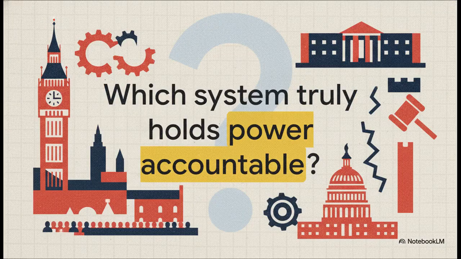So looking at these vastly different structures, I want you to pause for a second and just consider which system truly holds power accountable. Is it the British system, where the prime minister actually has to face their peers in parliament and answer tough questions every single week? Or is it the American system, where the president is structurally isolated but checked constantly by an entirely separate branch of government? It is a fascinating debate, isn't it?